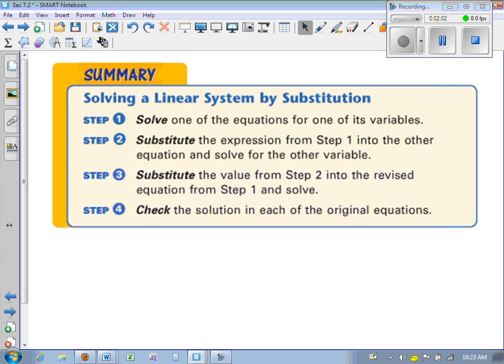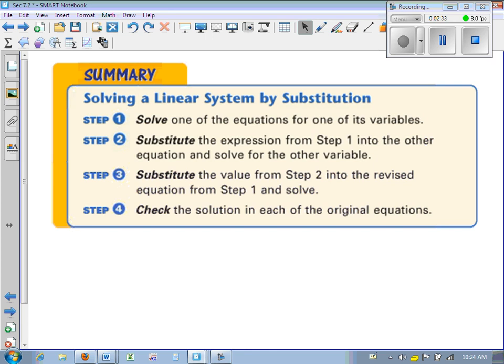For solving by substitution, the first step is we have to solve one equation for one of the variables. Now, if you looked at the worksheet that you did previously on 7.2, you'll notice in all 8 of those equations, I already solved it for one variable for you. So I did step 1. Okay. So I did step 1 for you from earlier.